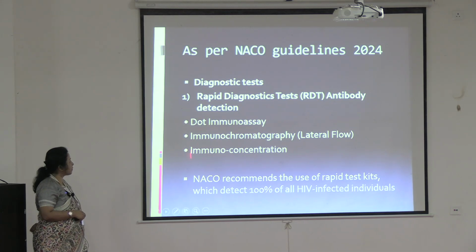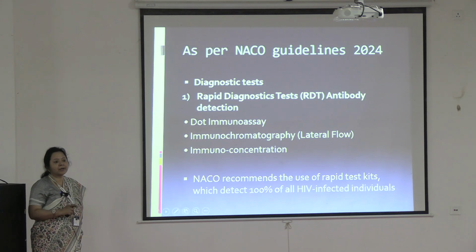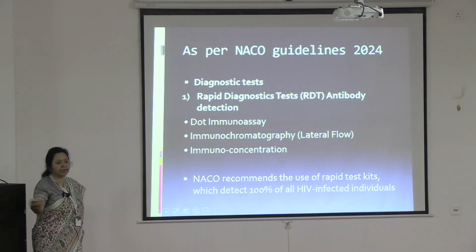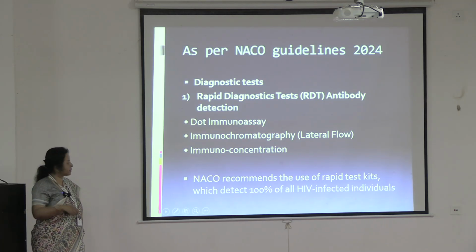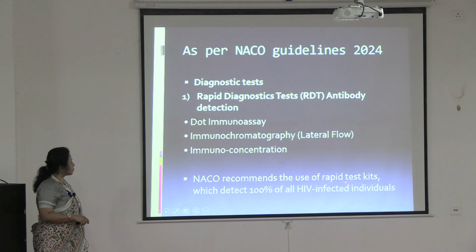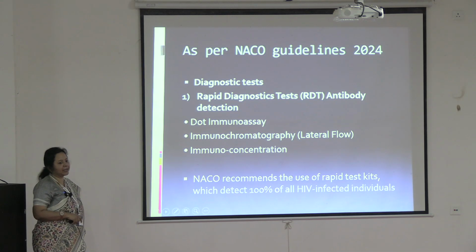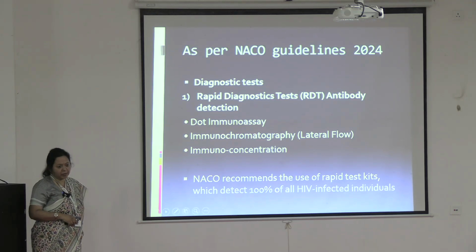We have got three types of principles which are used for this rapid test: dot immunoassay or immunochromatography by the lateral flow, and immunoconcentration. These tests which you will be performing in a lab have to be NACO approved, those particular kits. You cannot say, this kit has come, it is cheap, let's do it, no. Because again it has a lot of legal implications. And NACO recommends the use of rapid test kits which detect 100% of all HIV infected individuals, like 100% sensitive. It has to be, okay.